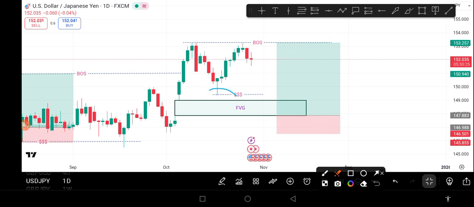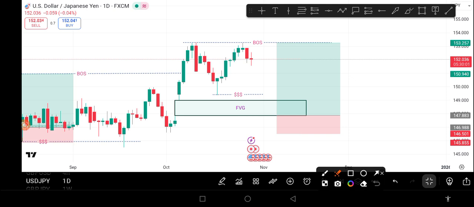Once an internal liquidity has been taken out, we go for the external liquidity, which is this end point here, right? Just like that. So this is the analysis on the USD JPY pair. I believe you understand how we identify a valid break of structures. Let me summarize.